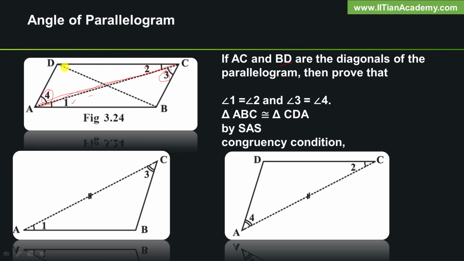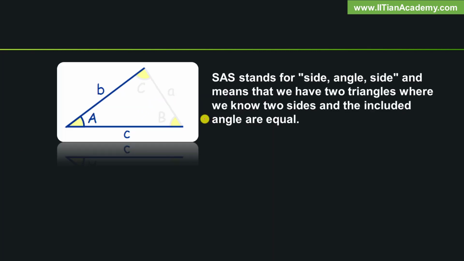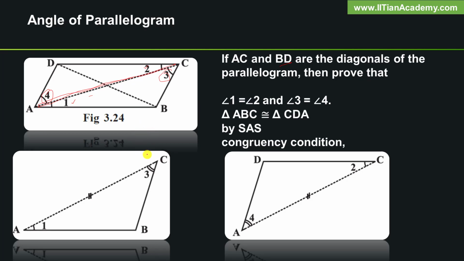Here, remember the concept of congruency of triangles. Triangle ABC and triangle CDA are congruent, as side AB equals side CD, side BC equals side DA, and angle ABC and angle CDA are equal. Hence, this is congruent by the SAS rule.